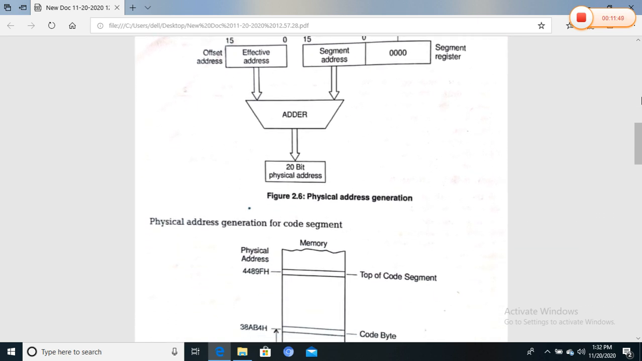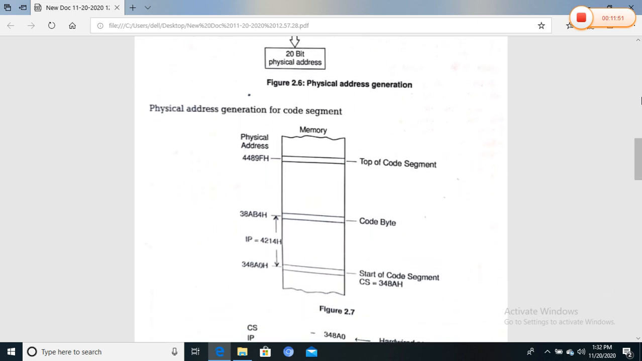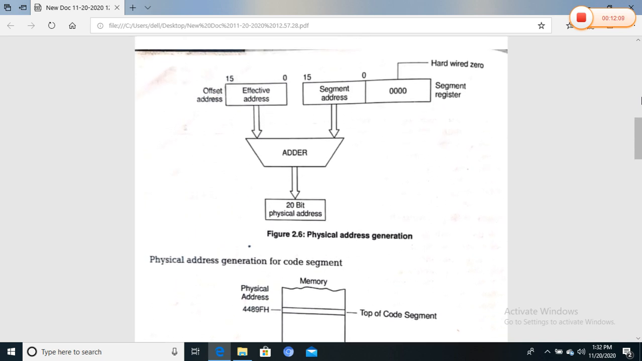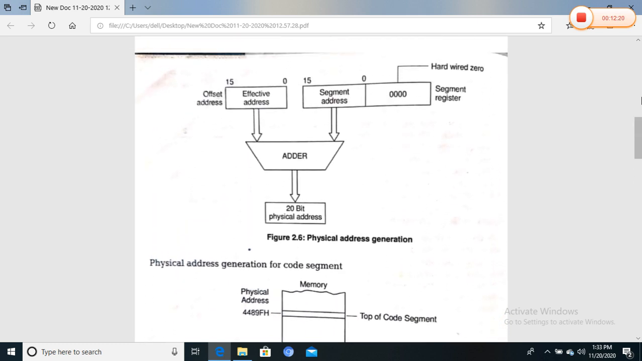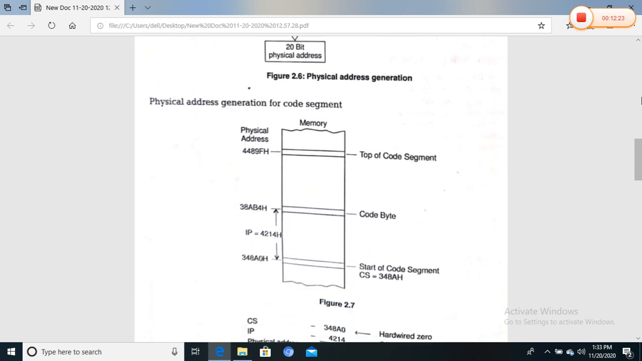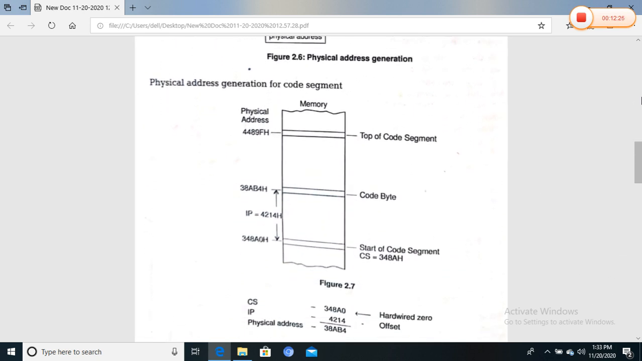Take one example of address generation. Here an offset value for the code segment memory is given. The segment address is CS equal to 348AH. To 348A we add one 0, the hardwired 0, so the address for the code segment memory is 348A0, which is the starting address.